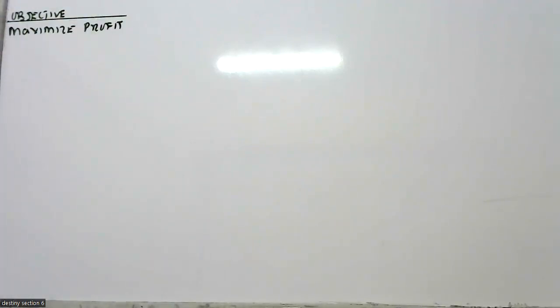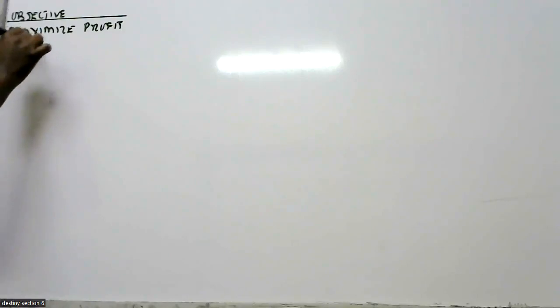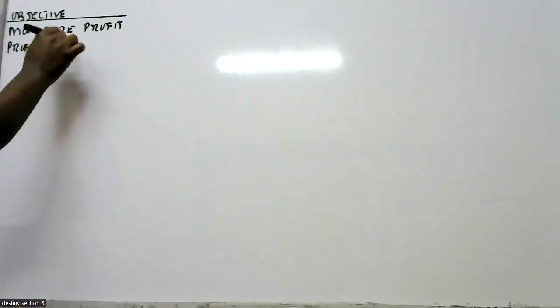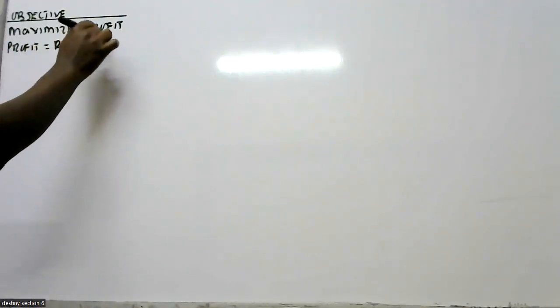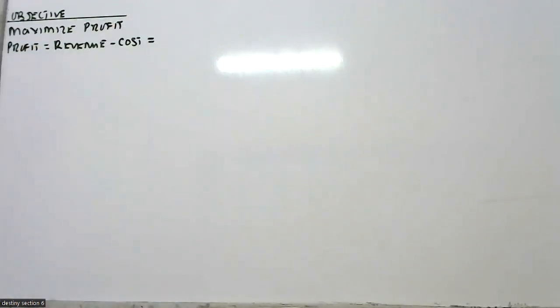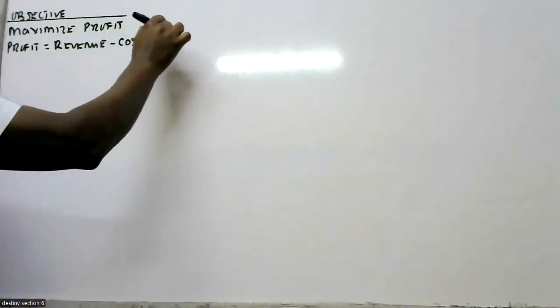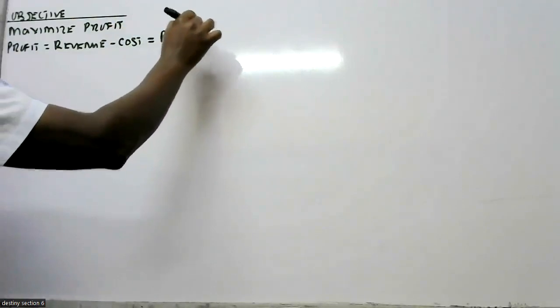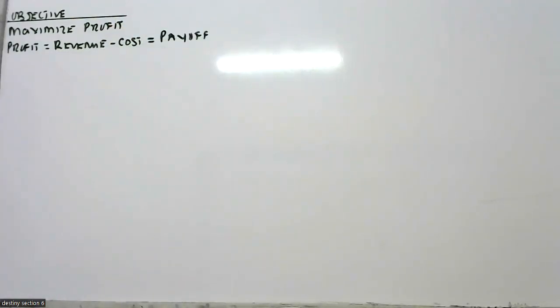And if the objective is to maximize profit, then you need to know the general formula of profit. And we know very well that profit is given as revenue minus costs. And when we are in the world of decision making, the word profit is represented by the word payoff.